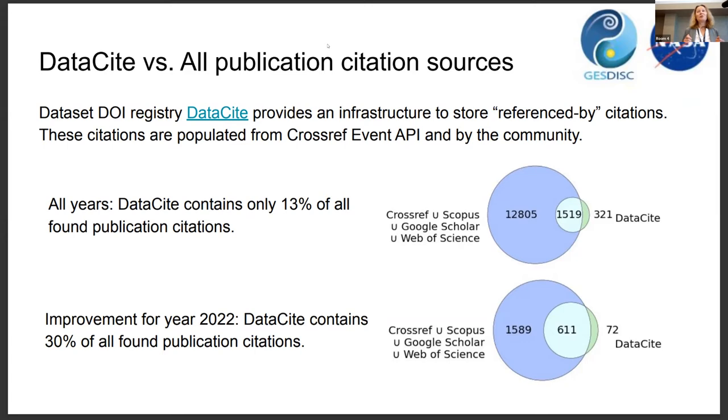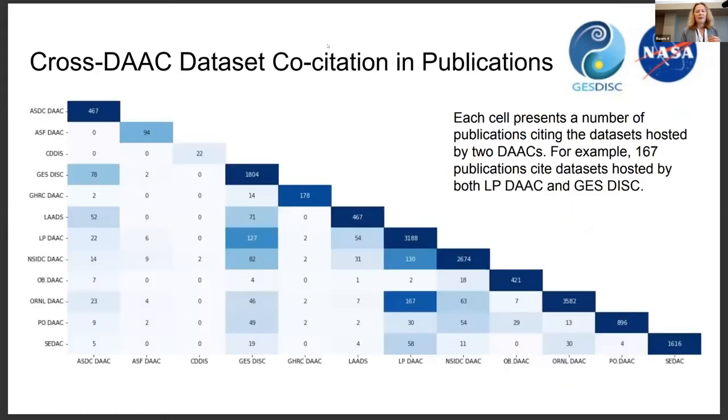For 2022, surprisingly, we got a better picture. It is 30%. So hopefully we'll get DataCite as a valid source. It's a rich source of bibliographic content that references our datasets.